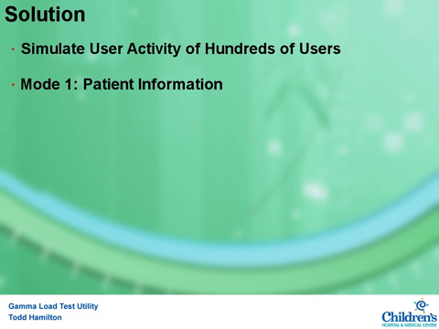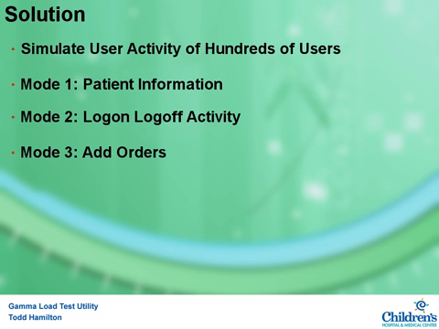The GLTU has 3 different testing modes. The first mode generates patient search and information activity. With this mode, the GLTU searches and retrieves a random patient account and iterates through the patient information tabs such as the Order, Results, and Clinical Summary tab. The second mode simulates user log-on and log-off activity. The third mode simulates users placing orders on a patient account.